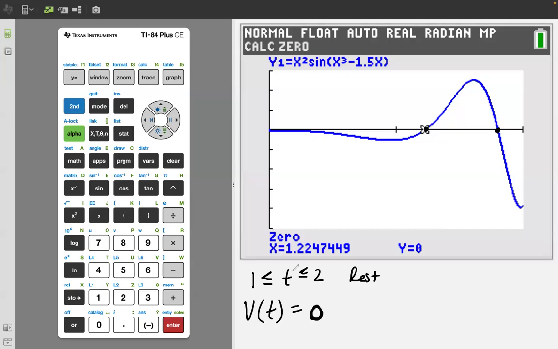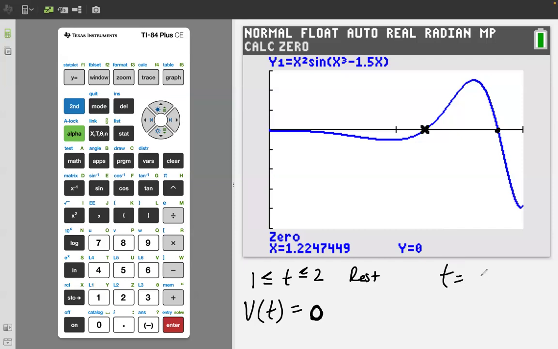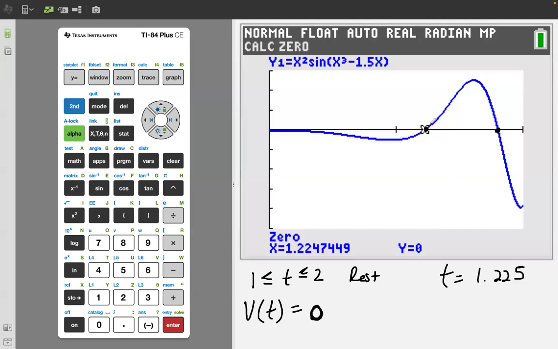And that time is 1.224 or 1.225. Okay, however, there's another time when the bug is at rest over here. So the bug has positive velocity, so he's moving to the right. The bug is moving to the right. And then the bug takes a break, takes a quick rest right here, and then starts heading negative velocity, which means to the left. So we have to find what time this is over here.